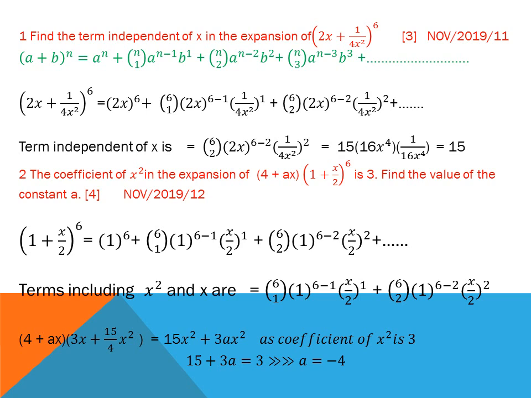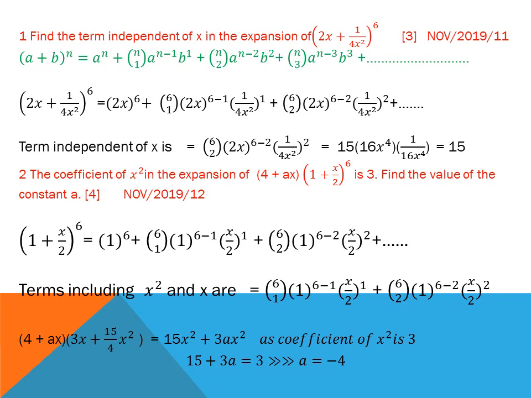So (2x)^6 + 6C1 (2x)^(6-1) (1/(4x^2))^1, 6C2 (2x)^(6-2) (1/(4x^2))^2. I have expanded this formula till three terms. Three terms is enough for finding your solution. Sometimes it's required to expand till four terms.